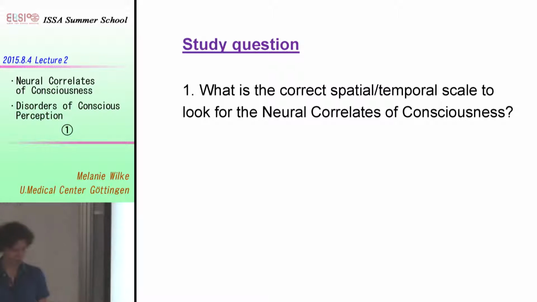Okay, so, what is the correct spatial temporal scale? Because that would also determine the technique that we actually use to look for the neuronal correlate of consciousness.